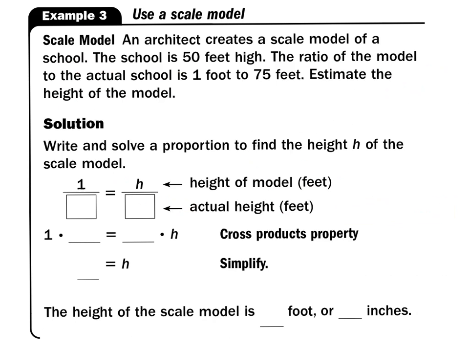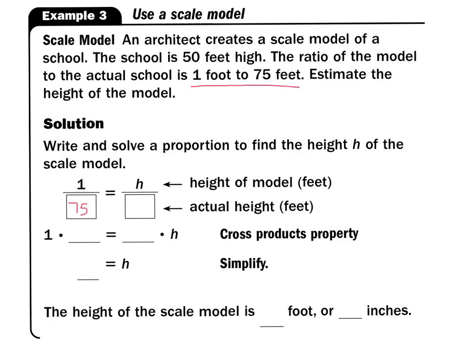In our last example, we're going to use a scale model. So an architect creates a scale model of a school. The school is 50 feet high. The ratio of the model to the actual school is 1 foot to 75 feet. So right there, that's our first ratio. We're going to estimate the height of the model. So I need to use the ratio that I was given as their scale, 1 foot to 75 feet. That's one side of my proportion.